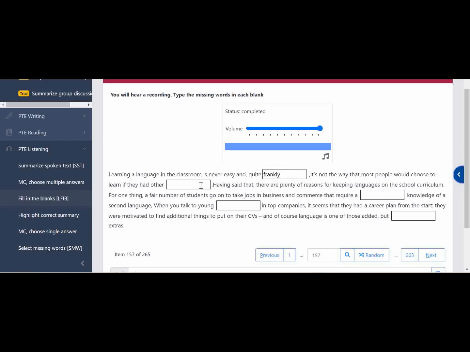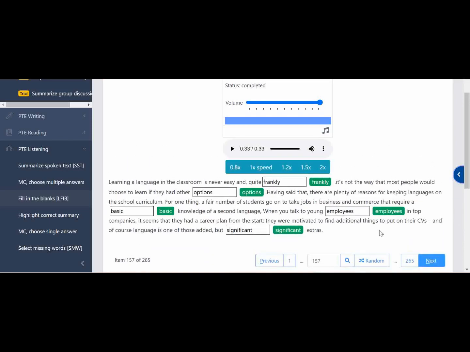So first one is quite frankly. FRANKLY, frankly. Next one is had other options. So if you have other, then we will write plural, options. Next is a basic knowledge. Next one is young employees. So these are the spellings of employees. Check your spellings. Next one is significant. So check your spellings of significant. Frankly, options, basic knowledge of second language, employees, then significant extras.